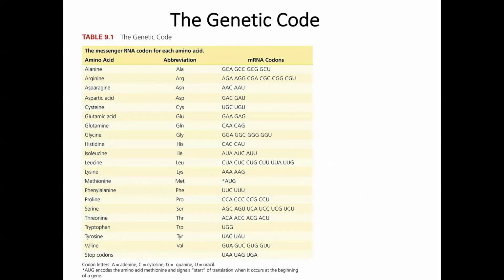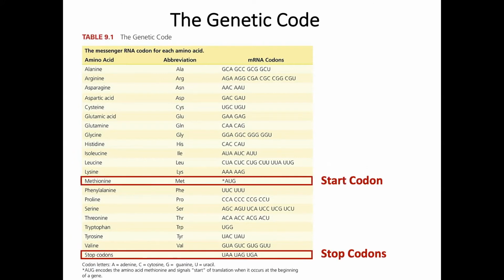This table shows the genetic code. I would like you to remember that this methionine here is always the first amino acid made during translation. And there are three stop codons shown here: UAA, UAG, and UGA, okay? Here we have 20 different amino acids in total that can make proteins.